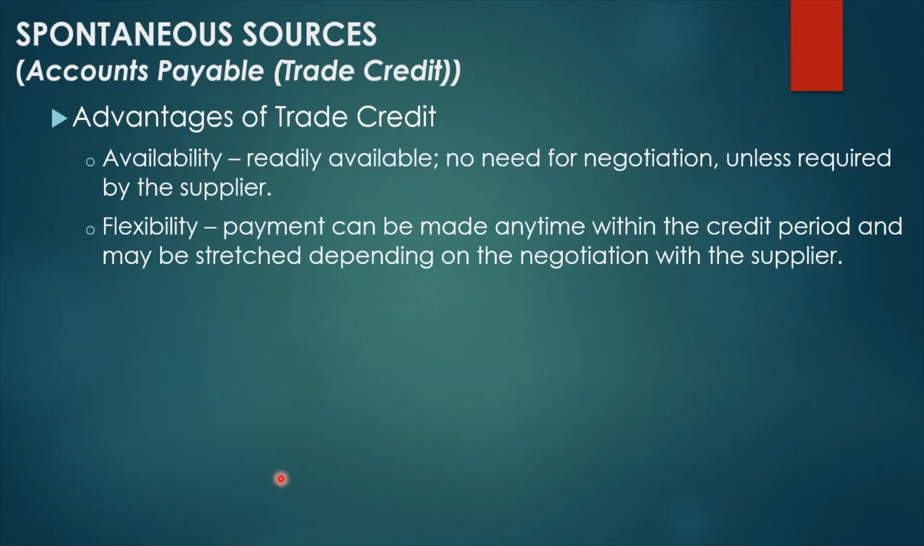Now, ano bang advantages ng trade credit? Well, availability and flexibility. Sa availability, bakit? Readily available. Paano natin nasabi yan? Normal operations na yun ng business. Automatic, nandyan na yan. No need for negotiation unless si supplier medyo nagpapasigurado na makabayad ka. So, baka may mga stipulations yan, additional stipulations or conditions or restrictions, kumbaga. Next is the flexibility. Meaning, payment can be made anytime within the credit period and may be stretched depending on negotiation with the supplier. So, flexible si accounts payable or trade credit.